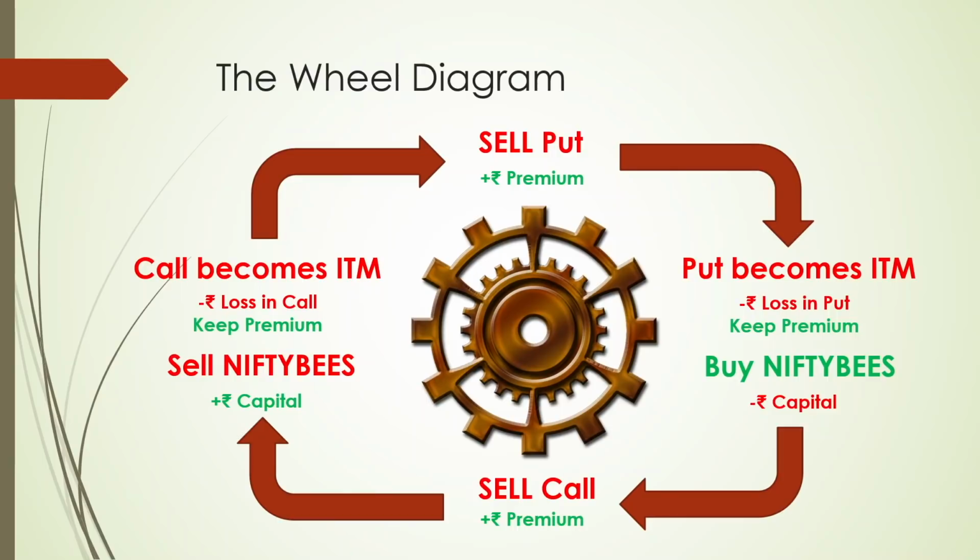Okay, like for example, if you are selling a Reliance 2400 put option, at the money put option, and tomorrow or by this month end, Reliance comes down to 2300, your put will become in the money. You don't have to close the put, because you will be taking delivery of Reliance stock, but you will be taking delivery of Reliance stock at 2400.